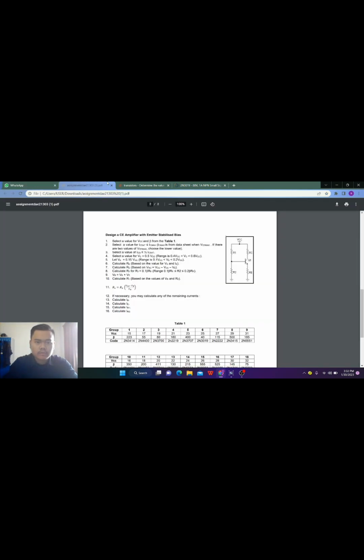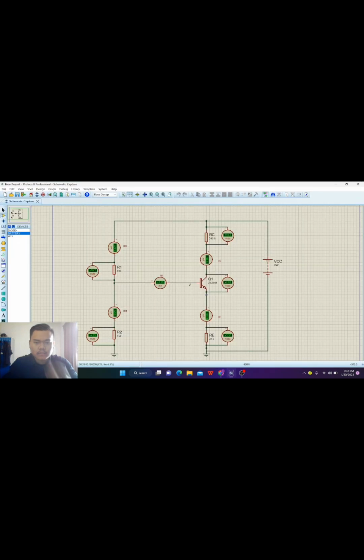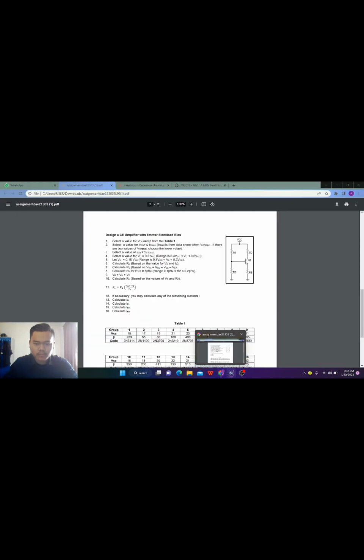To find the circuit, I use Proteus, and here is the circuit to find the values. These are all the values, and this is the circuit for question number 2. So I think that's all from me.